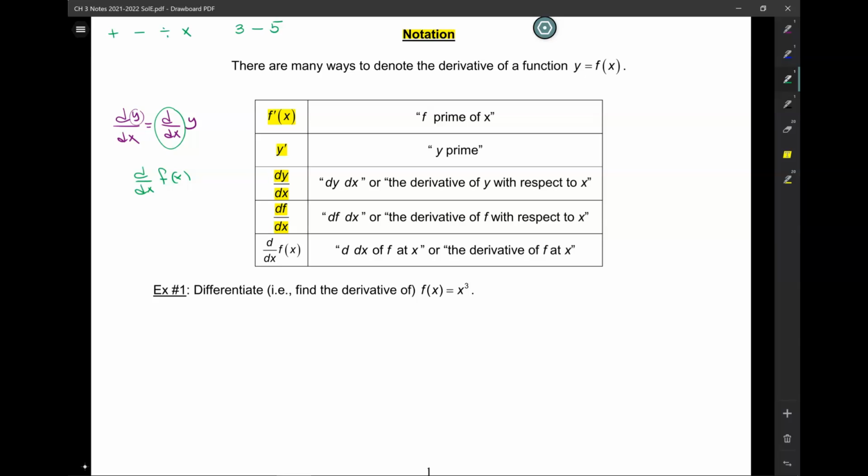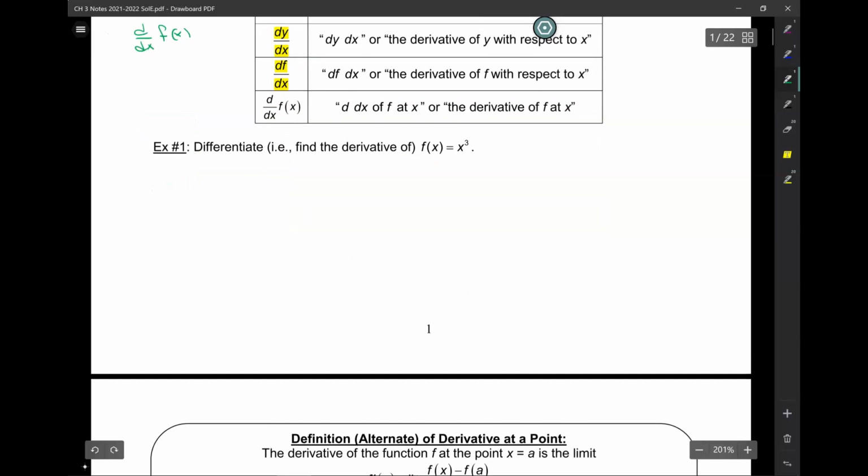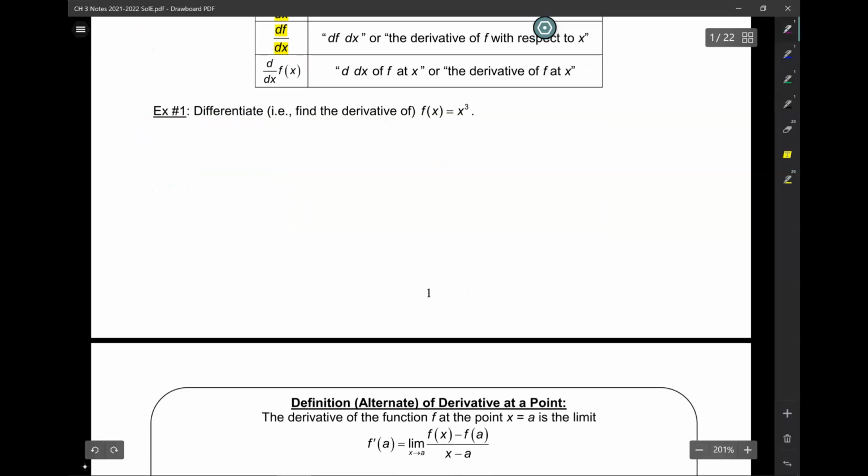Okay, so we're going to differentiate, or find the derivative of, x cubed. f of x equals x cubed. So let's start. We're given f of x. Now we're going to find df dx. You could also write f prime of x.